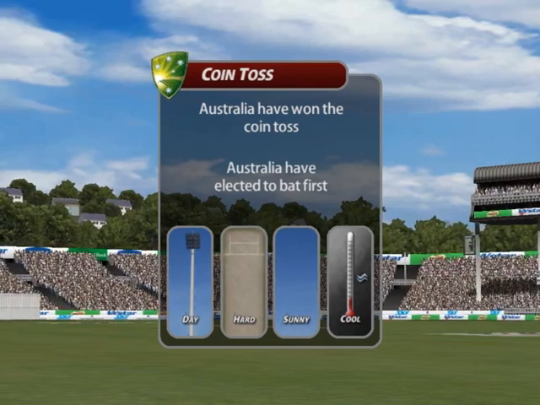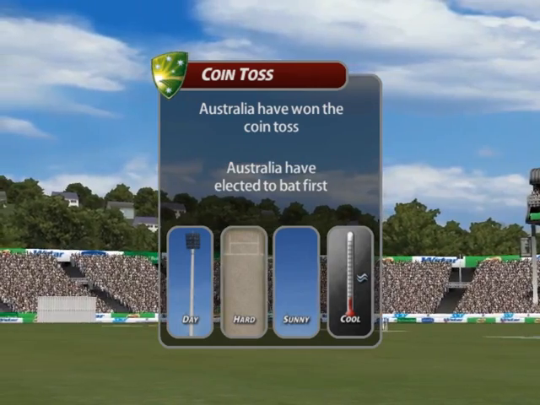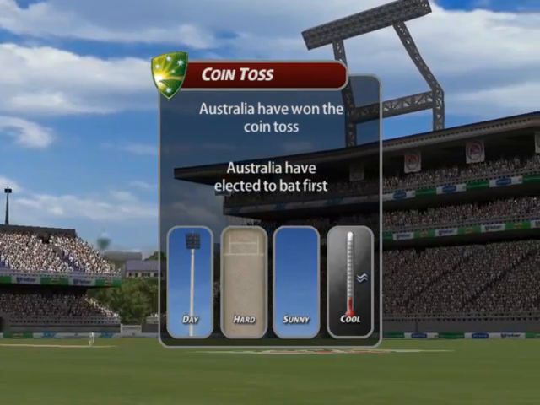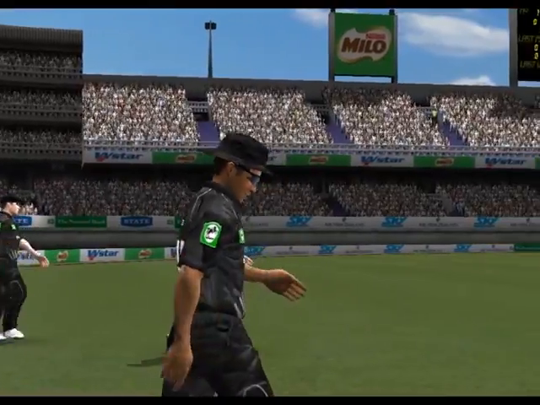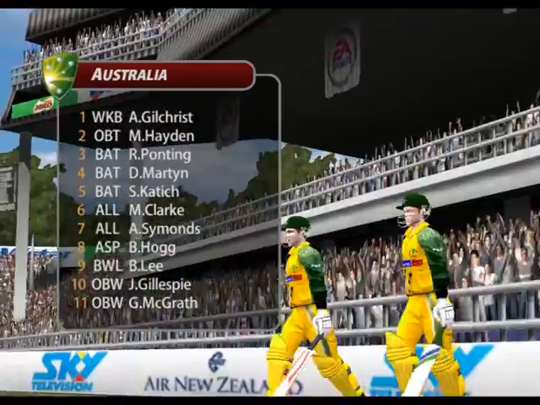The outcome is that Australia have elected to bat. It'll be interesting to see if that was the right decision as the game progresses. A big audience is waiting to welcome these two sides onto the field. So let's take a look at the teams.